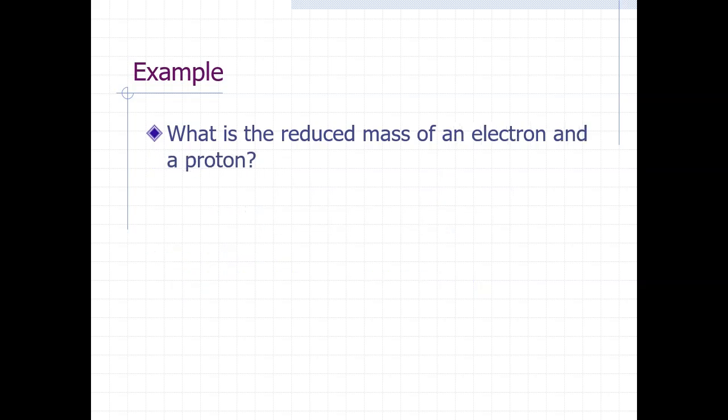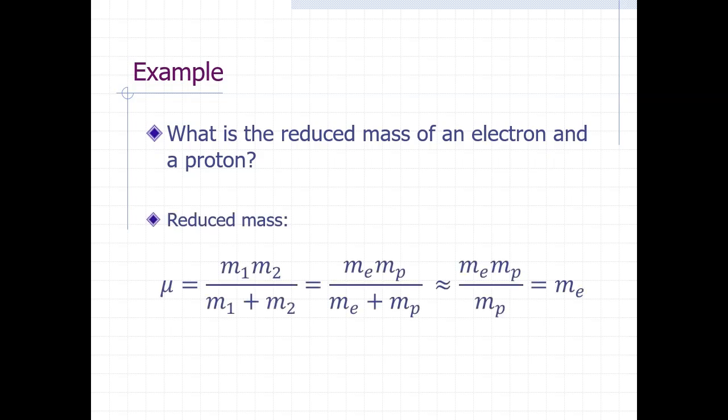Here's another example. What is the reduced mass of an electron and a proton? The reduced mass for particles with masses m1 and m2 is given by this formula. We just need to substitute the mass of the electron, shown here as m sub e, and the mass of a proton, shown here as m sub p, for m1 and m2. To get the actual value, we look up and plug in the values for m sub e and m sub p.